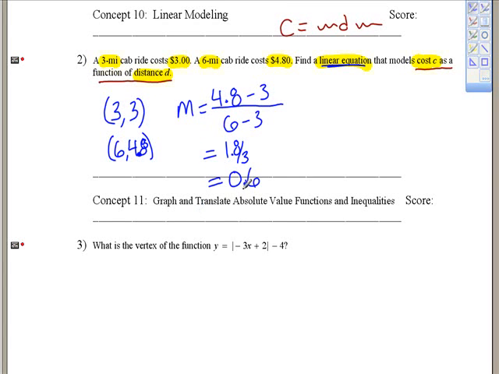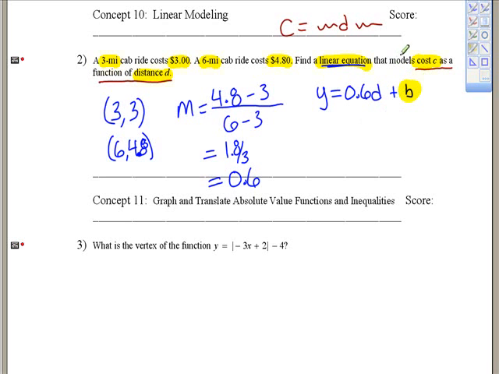If I can find my y-intercept, I can write a nice linear function or linear equation. So y is equal to 0.6 d plus some other value that I don't know. We usually call it b, and y equals mx plus b, so we'll just go ahead and call it b now. How do I figure out what this b value is? Anybody? How do I figure out what the b value is here?